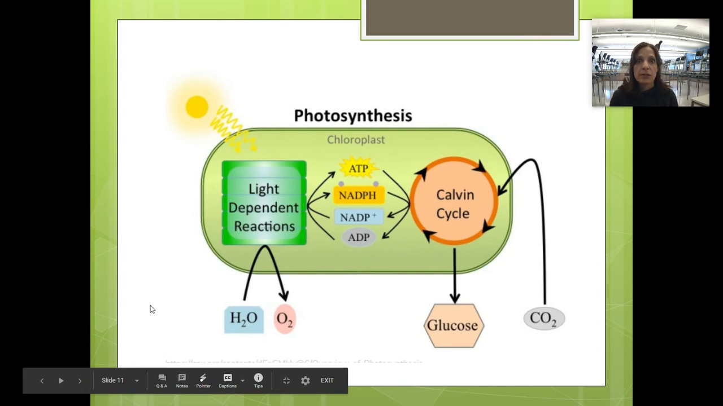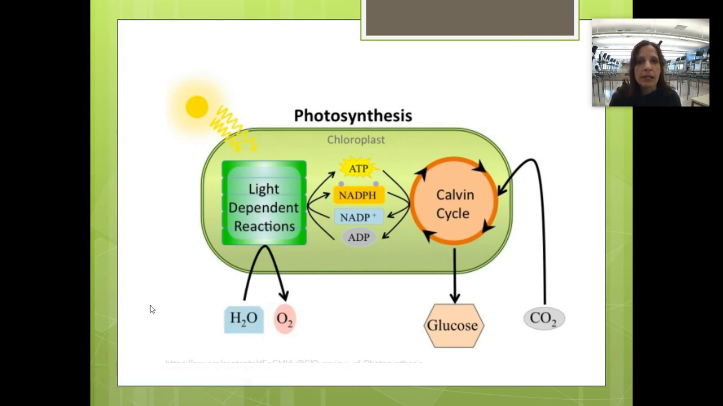Okay, there's going to be a lot of drawing in this lecture, so go ahead and pause the video and draw this. This is how the two reactions in photosynthesis are linked. So you have what's called the light-dependent reactions, and then you have what's called the Calvin cycle or the sugar factory. So the light-dependent reactions, just like it says, need light, so that's where the sunlight comes in.